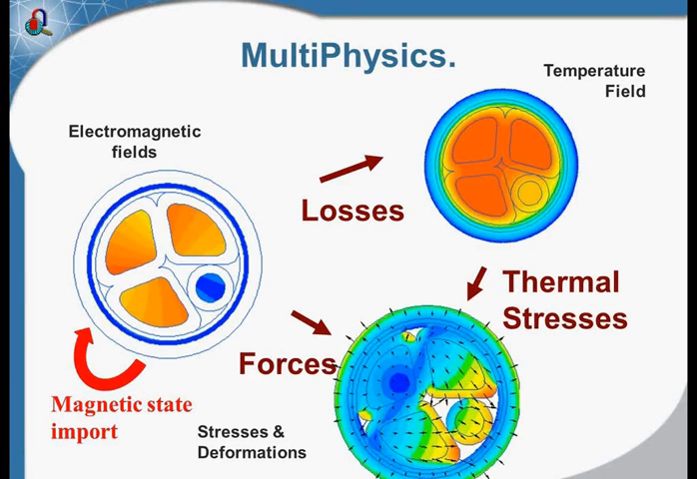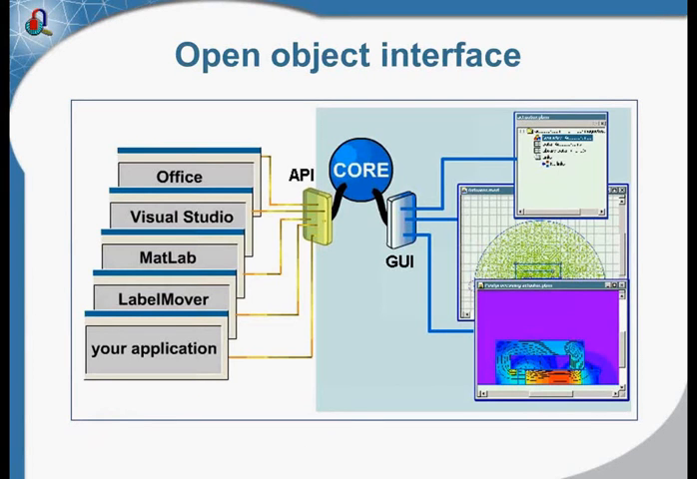Another feature of QuickField is its open object interface, which allows combining the QuickField core with external models written in MATLAB, C++, Visual Basic, or using other major programming platforms. It allows easy extension of the set of features of the QuickField core or adapting it to specific needs.